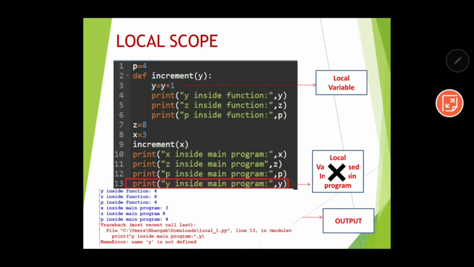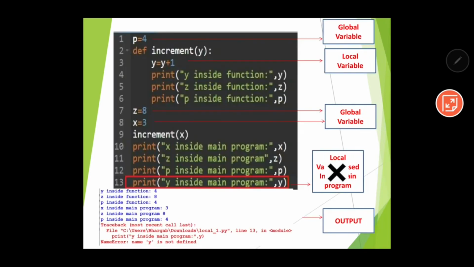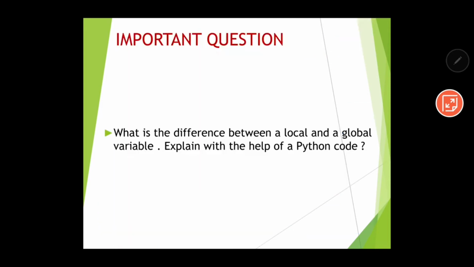Okay, so if we just combine everything to revise, this is our final thing. So here p, x, z and x are global variables, y is a local variable, and this will be our output. Okay, so a very important question related to this particular topic often comes in exams, which is: what is the difference between a local and a global variable?